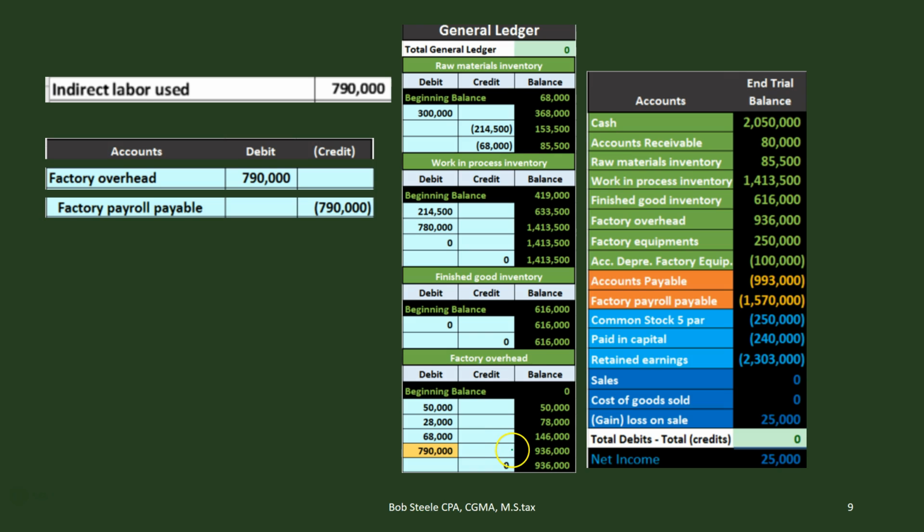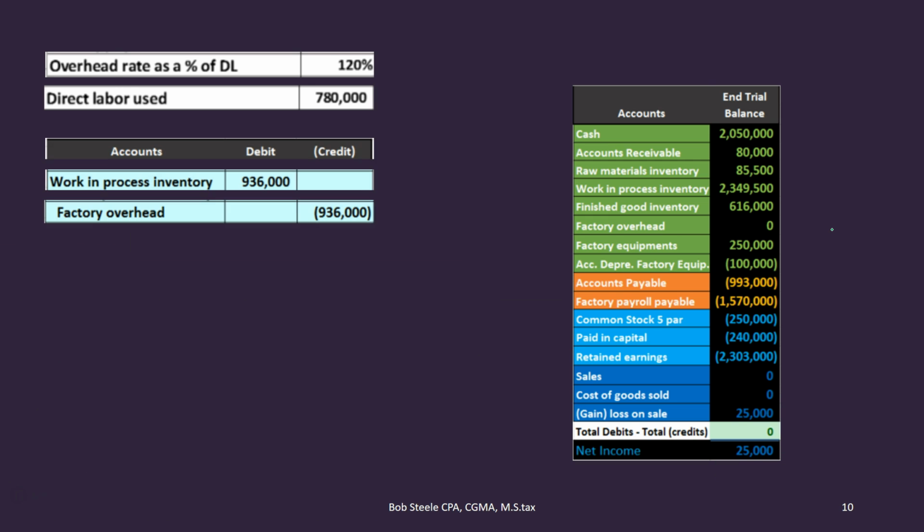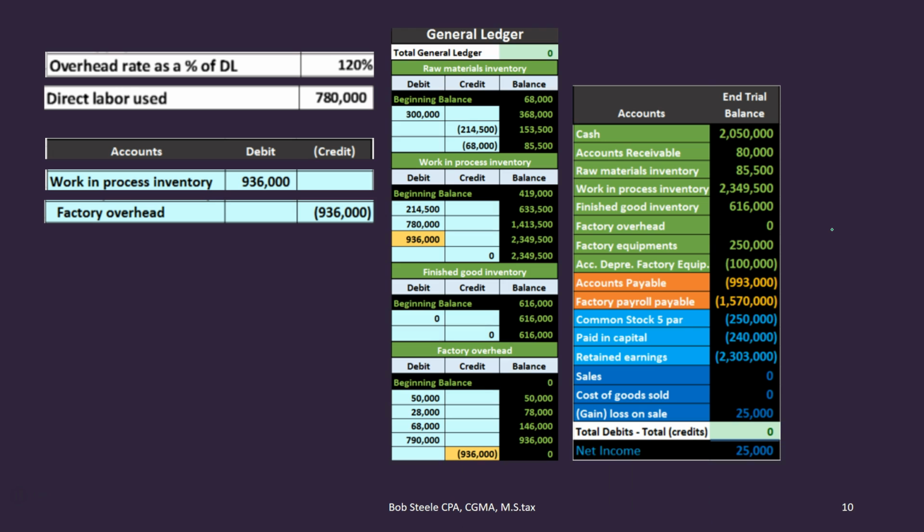Plus the 792, 936,000. That's where we're at for the factory overhead. That ties out to the trial balance over here, factory overhead for the 936. Then we have the overhead rate is on direct labor, a percentage of direct labor hours. So we have the direct labor used is 780. So if we take a look at this transaction, we're going to have the 936.